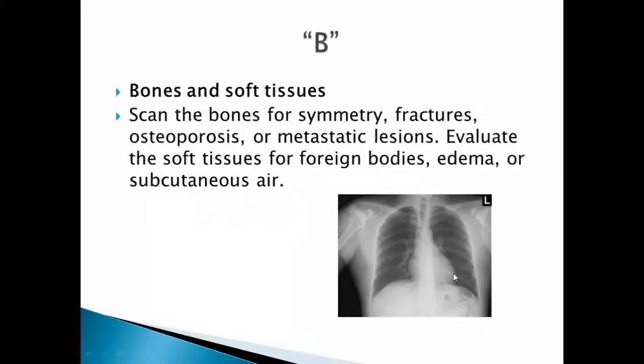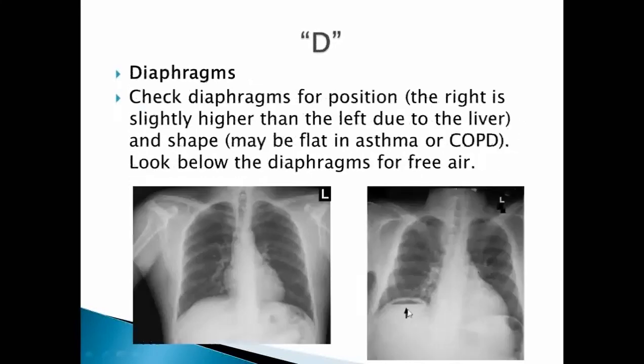So D is the diaphragm. And usually what you're looking for is you're going to make sure it's not flat. And the other thing you're going to look for is air, free air. And you can see this is a really nice x-ray that's showing free air, which means most likely there's a hole in the intestine somewhere, causing this free air bubble to float to the top, as we would say.